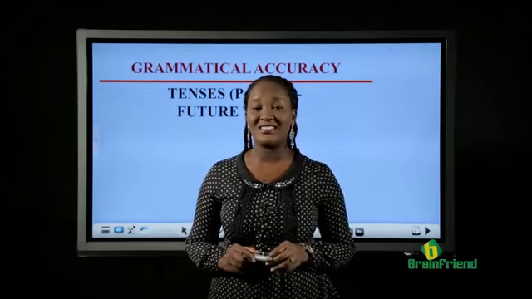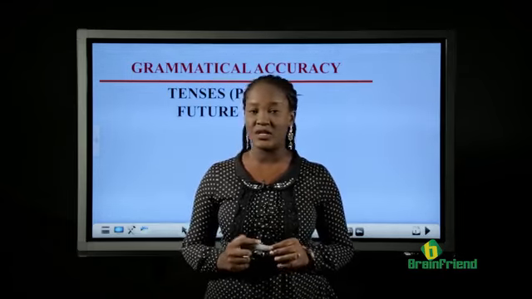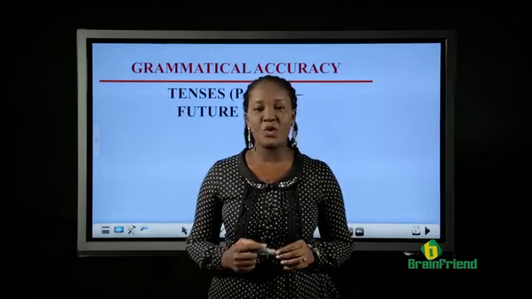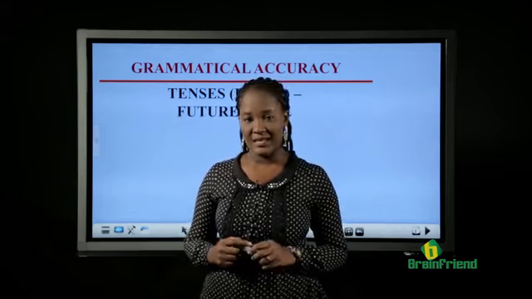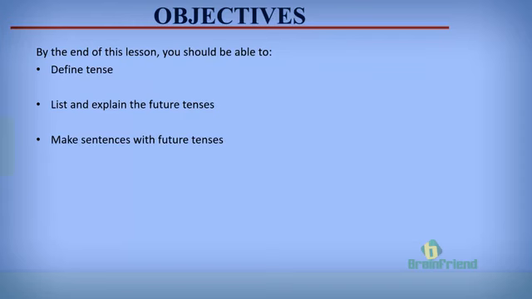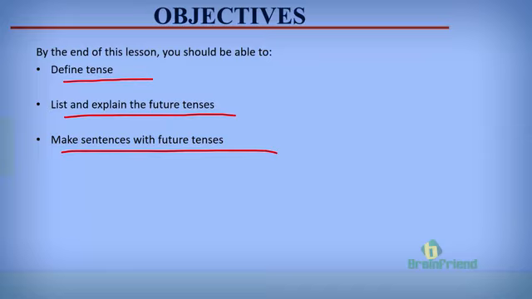Now bear in mind that this is the third part of our lesson on tenses. Before we go into our lesson today, let's take a look at the objectives for this lesson. By the end of today's lesson, you should be able to define tense, list and explain the future tenses, and make sentences with future tenses. Now let's go into our lesson for today.